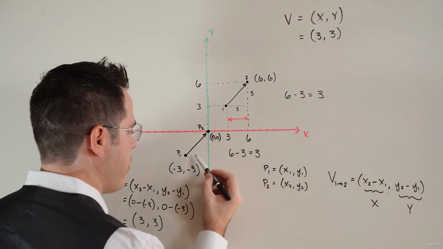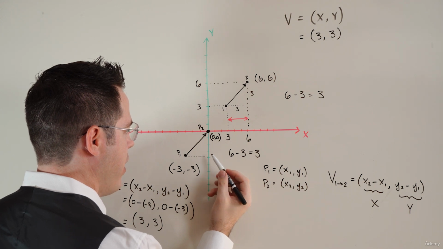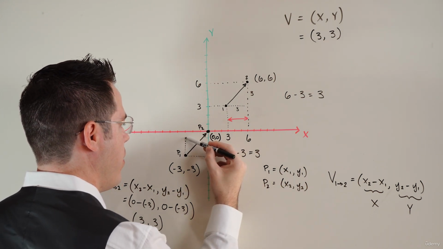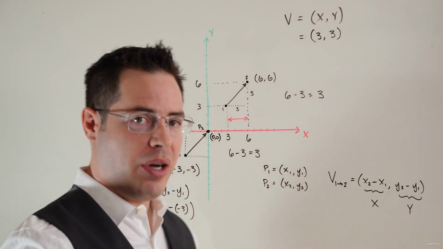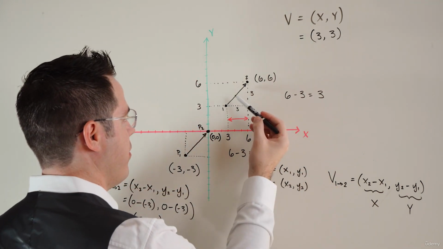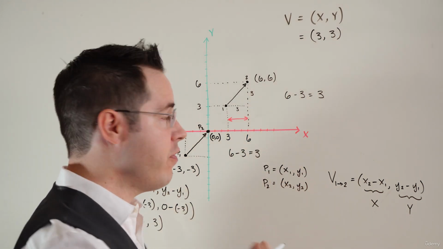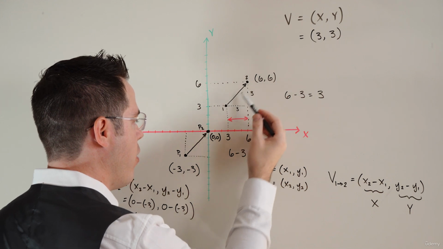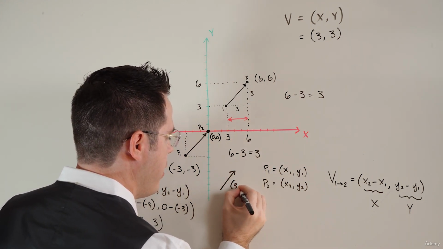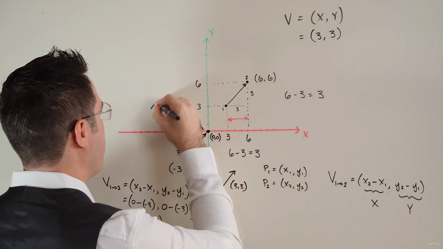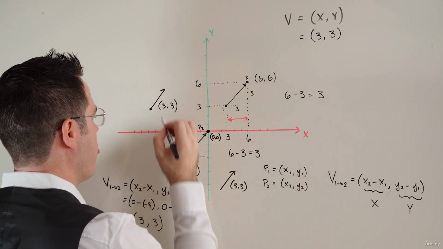It takes 3 units to travel in the x direction from its tail to its head. And it takes 3 units to travel in the y direction from its tail to its head. It has the same exact components as our other vector here. This vector is also 3, 3. So even though the vectors have different starting points in space, they are the same vector. And I could draw a 3, 3 vector anywhere in this plane, and it will always be the same vector, regardless of its starting point.